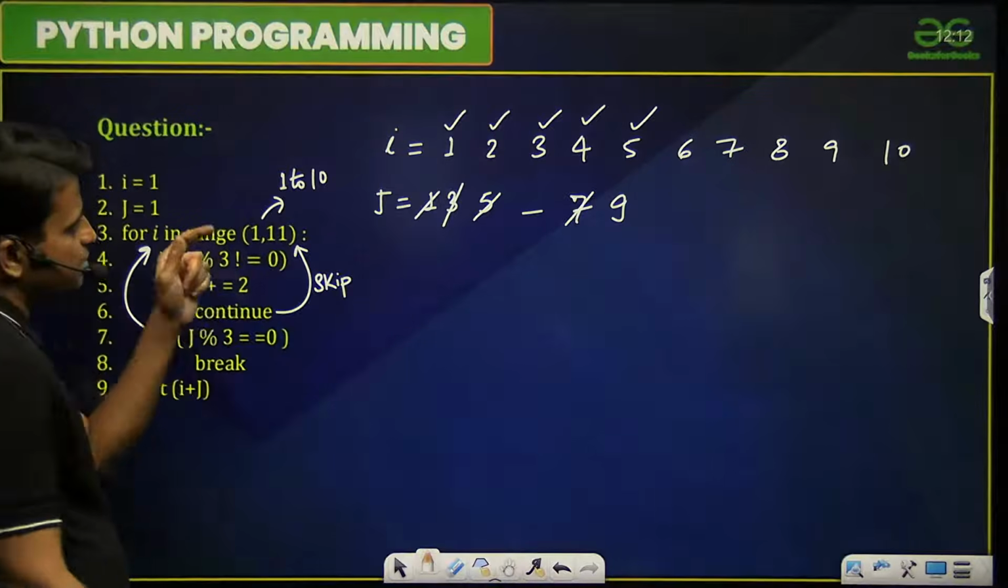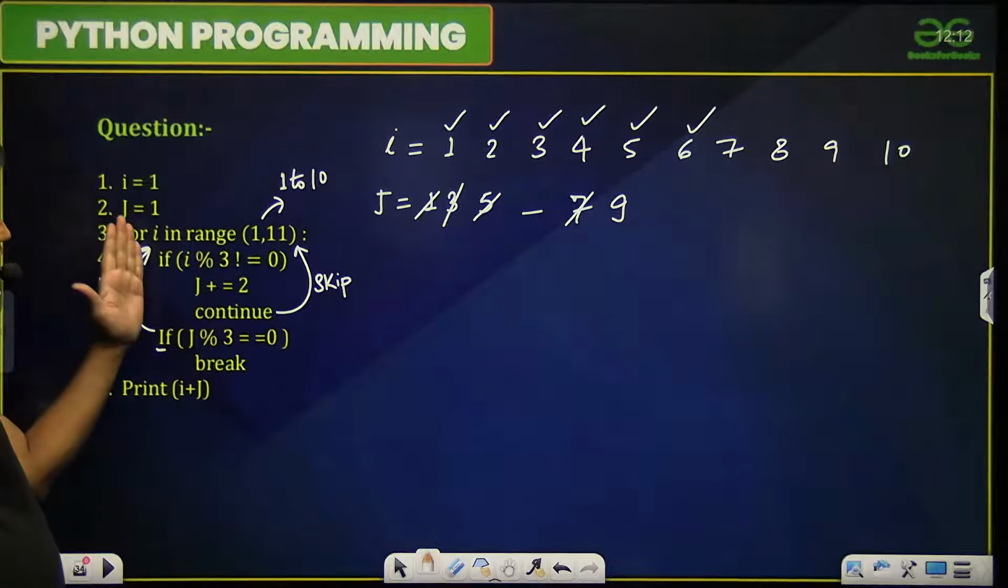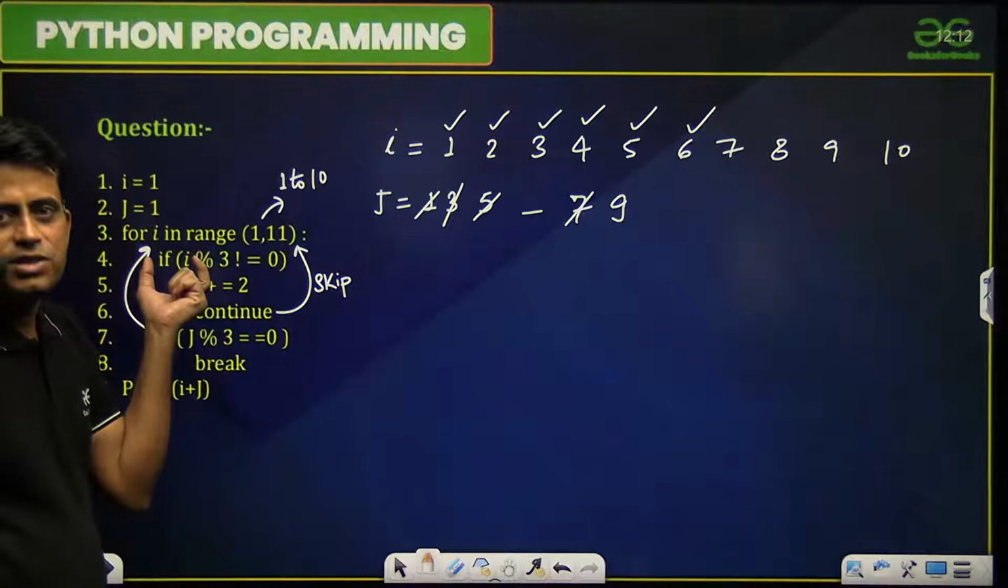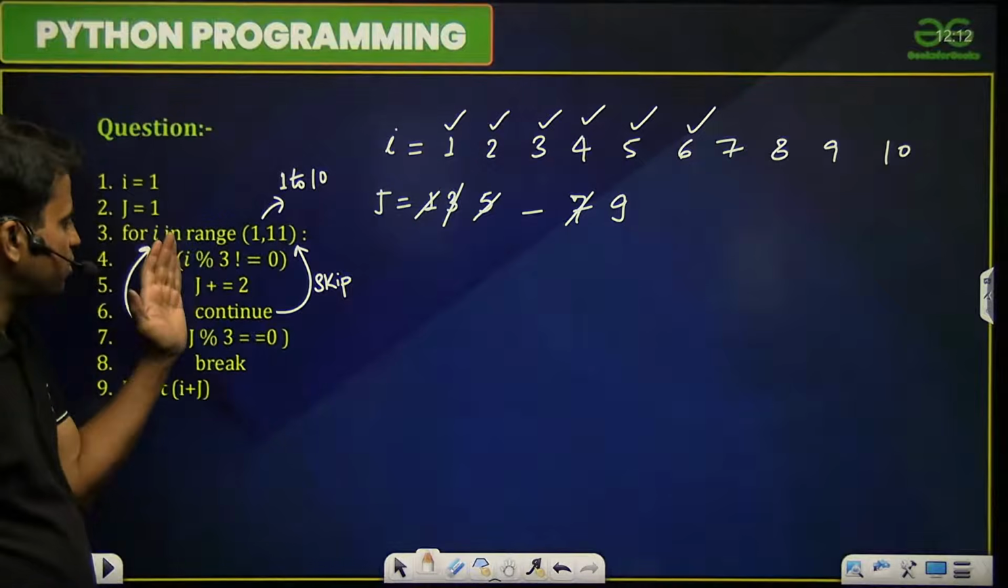And continue, skip the current iteration and start the next iteration. So this is 6, right? I modulus 3 is not equals to 0? No, sir. I is 6. I is 6. 6 modulus 3 is 0. 0 not equals to 0. This condition is false. You exit from here.